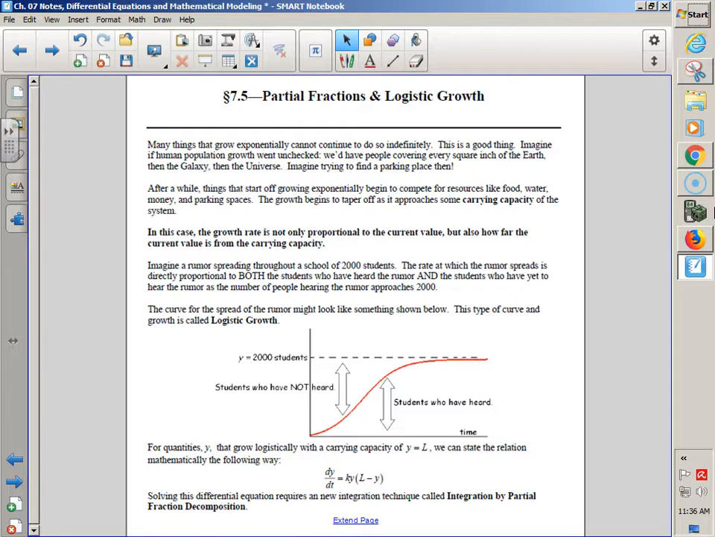Okay. Why logistic growth? Many things that grow exponentially cannot continue to do so. Truth. This is a good thing. The human population would have people covering every square inch of the Earth, then the galaxy, then the universe. After a while, things that start off growing exponentially begin to compete for resources like food, water, money, and parking spaces. Ever heard about a sustainable population? What's sustainable population mean? A population that can survive using its resources without having to reach demand for the environment.